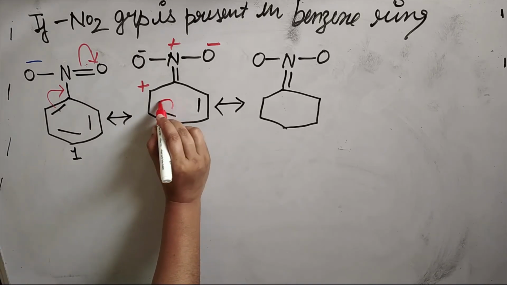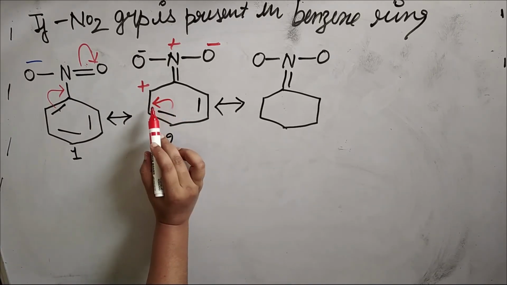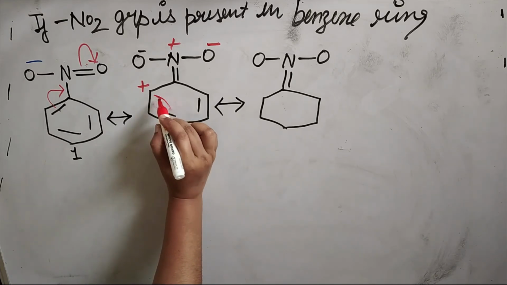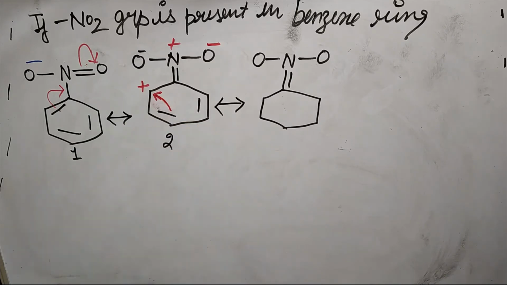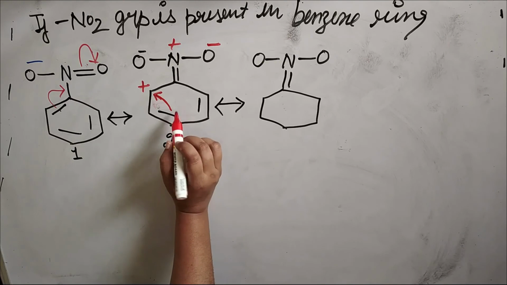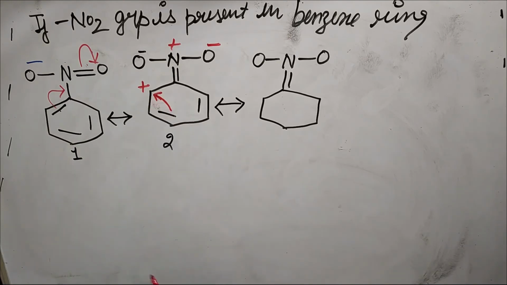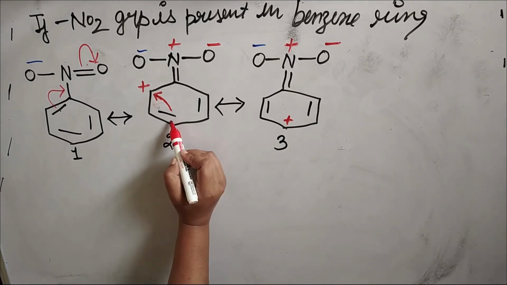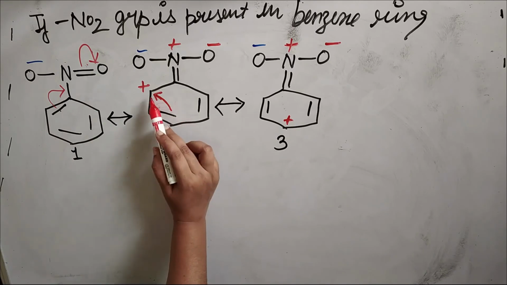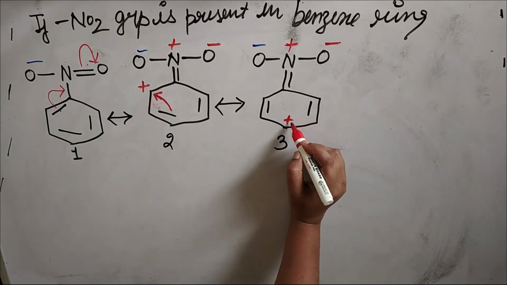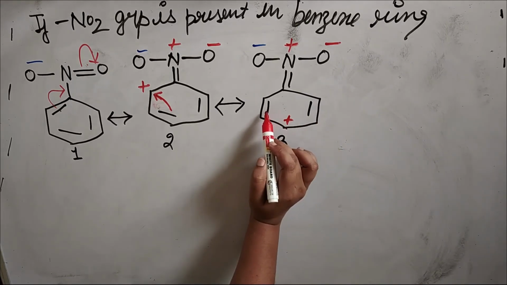Due to resonance, this bond will break and electrons will move to the deficient side. This double bond will break and the electrons, due to resonance, will move to the deficient carbon. So now let's see the third structure. So this is the third structure. Due to movement of electron from this position to here, the positive charge will appear at the para position. Here you can see the double bond form.